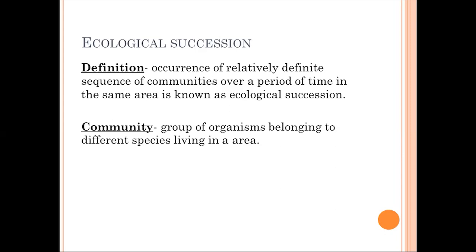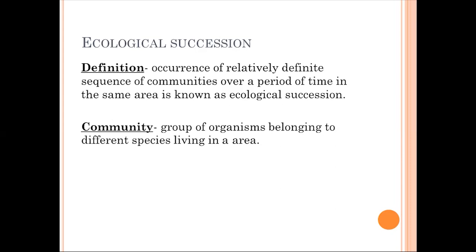Usually, what happens is if there is a barren land, it is first colonized by smaller plants, that is herbs, then shrubs, and then the shrubs are replaced by trees. In the animal species also, the same thing happens. So initially, a different group of animals colonize, and over a period of time, one community or one species will become dominant in that area.